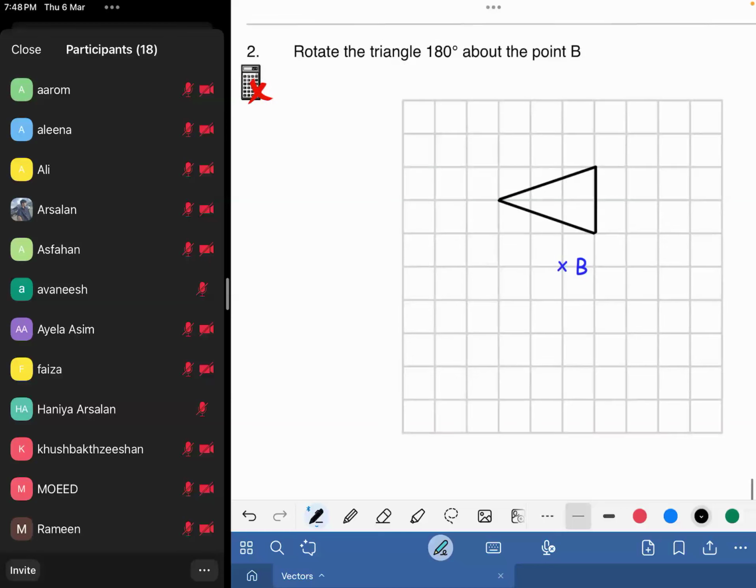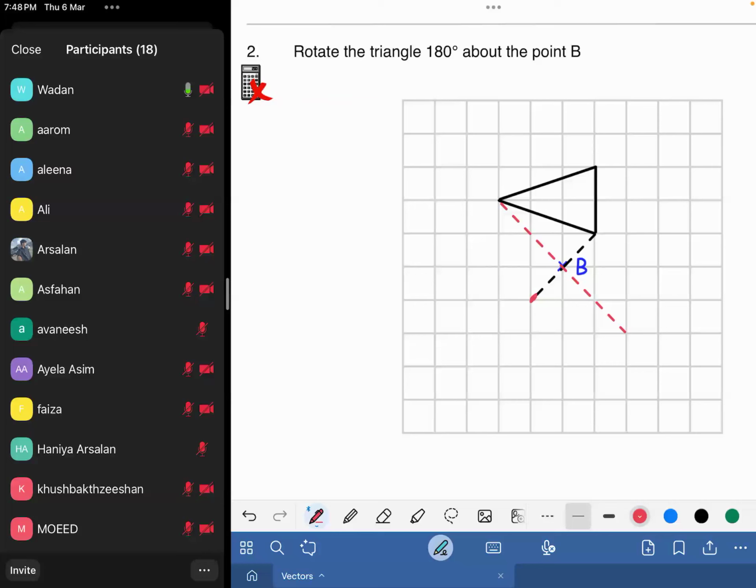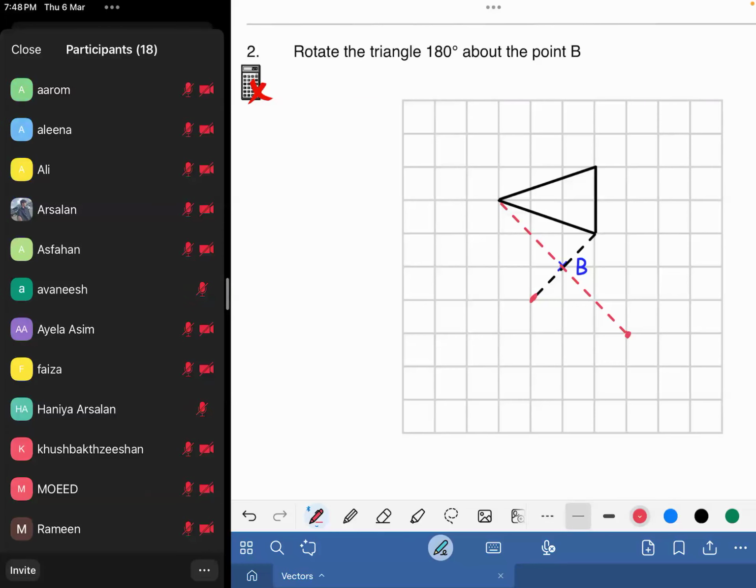Rotate the triangle 180 degrees about the point B. So every point will be rotated 180 degrees. It's very easy. Rotation is very easy, by the way, 180 degrees. This point is this much away, so this point will go there. I am going to mark this as my first point. Now, Vadan, you can see that this point is going this way and it is 2 boxes, so let me draw these 2 boxes here. Any problem? So this is my second point.